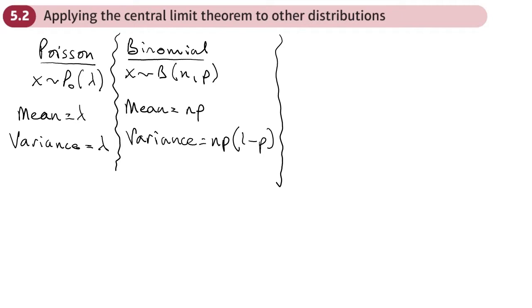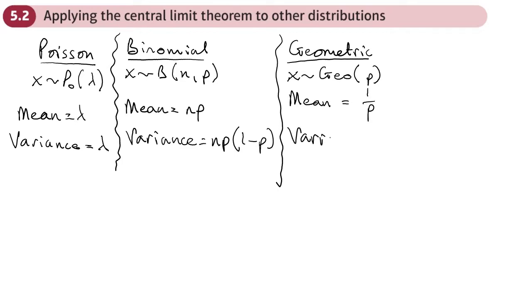What next? Geometric. So if I have a geometric distribution, where we have p there, then the mean of a geometric distribution is 1 over p, and the variance is 1 minus p over p squared. I'm pretty sure a lot of this stuff is in the formula book, but it's good to have it in one place. And then the next one we have is the negative binomial.